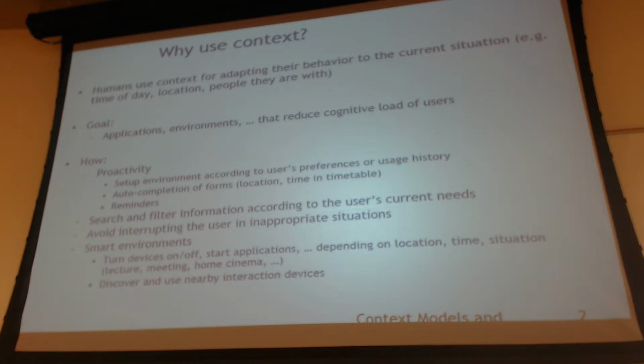Now, why do you use context? Again, coming back to the same question, you can have studious applications, you can have smart applications, smart environments, for example, smart homes. You can have smart cities. All these things you can do if you have context. So encoding context in a way that a program can understand is very important. So that's why we need to define context.